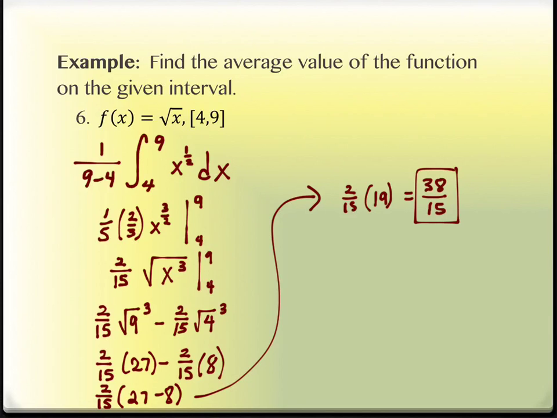What I'd like for you to do is to grab your calculator, okay? And I'd like for you to graph this equation, square root of x. Your interval needs to go from 4 to 9, but I want to make sure that your y-axis actually goes down to y equals 0. Otherwise, it's going to look funny, okay?